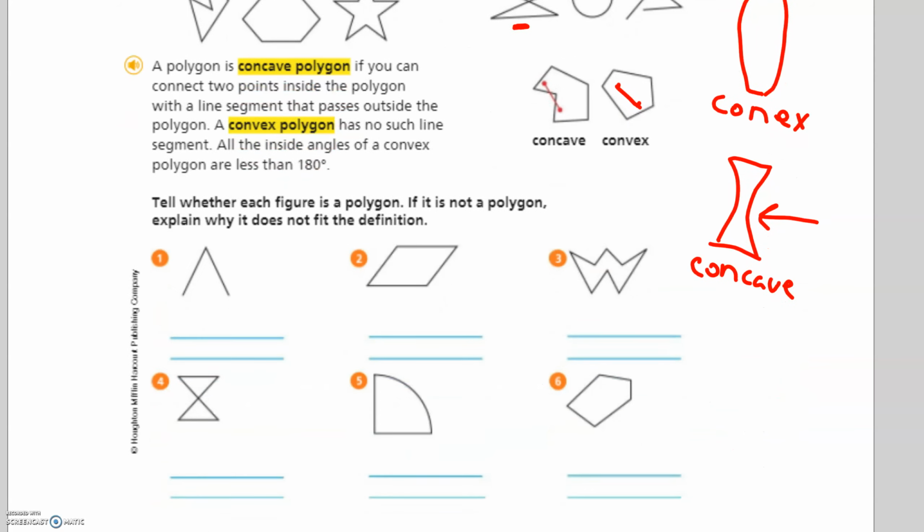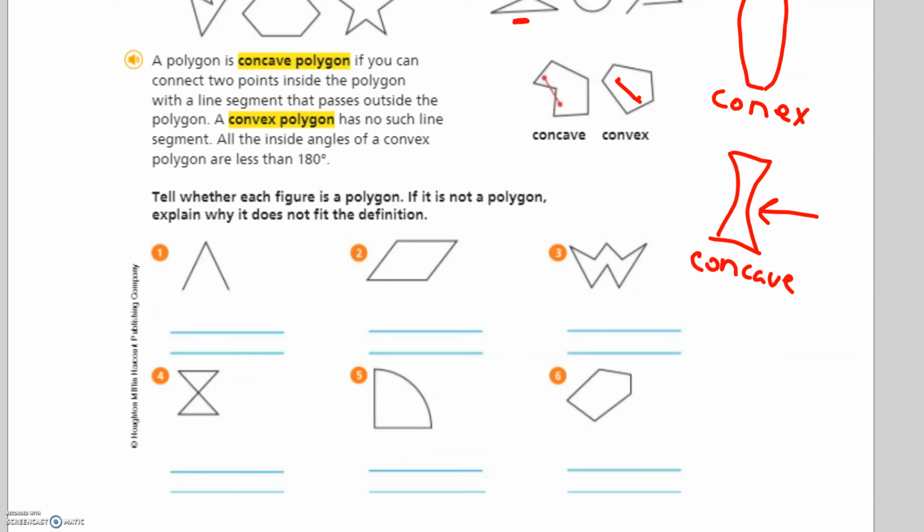And a little bit of practice here. We're going to try to decide if these figures are polygons or not polygons. So taking a look at this first one, I see that it's made of straight lines. That's good, but it's not closed, so it is not a polygon. Number 2, it's made of straight sides and it's closed. That is a polygon. Yes.